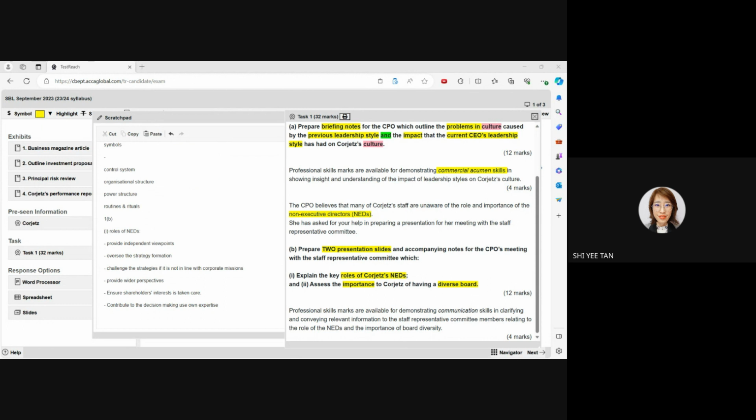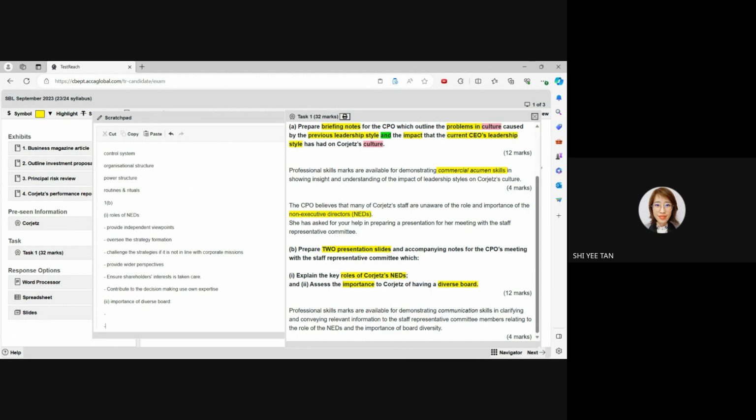Why is it important to have a diverse board? You may also have some points in your mind, right? Write down. Importance of a diverse board. What are the points? Write down. This one I leave it to you. Write down some of the points over there.